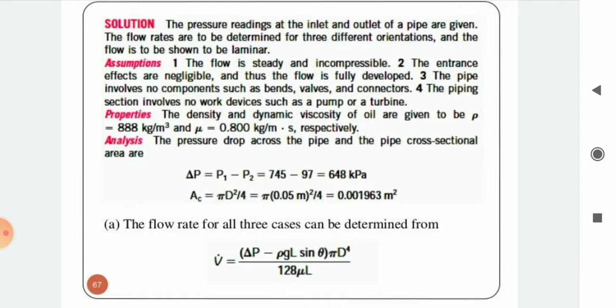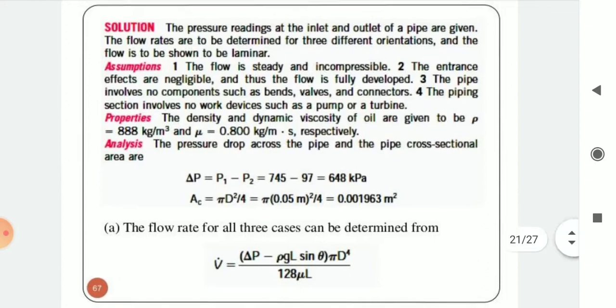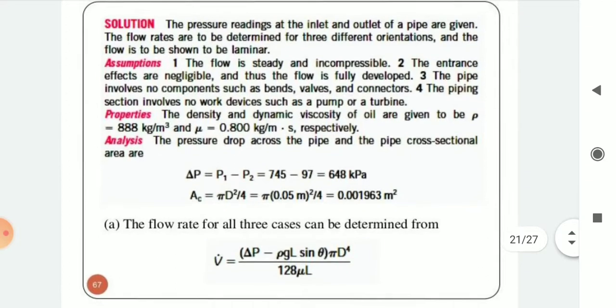Analysis: the pressure drop across the pipe and the pipe cross-sectional area are delta P equal to P1 minus P2, equal to 745 minus 97, equal to 648 kilopascal, and Ac equal to pi d squared divided by 4. By putting the values, with d equal to 0.05, we get Ac equal to 0.001963 meters square. So let's start with the first condition.